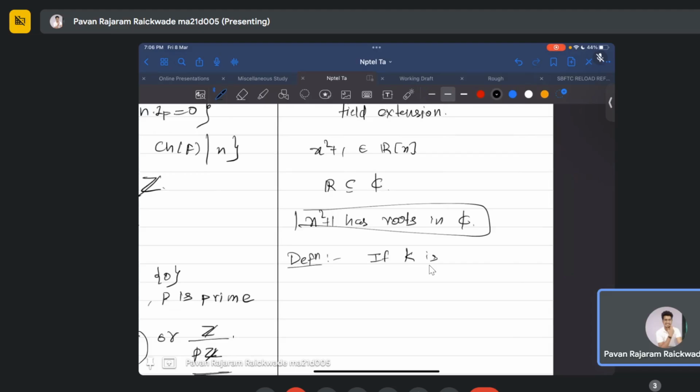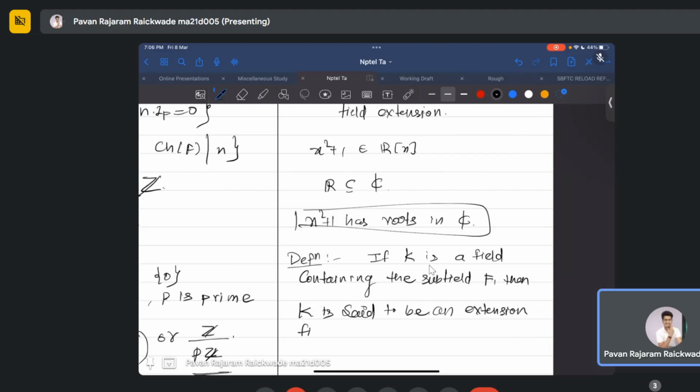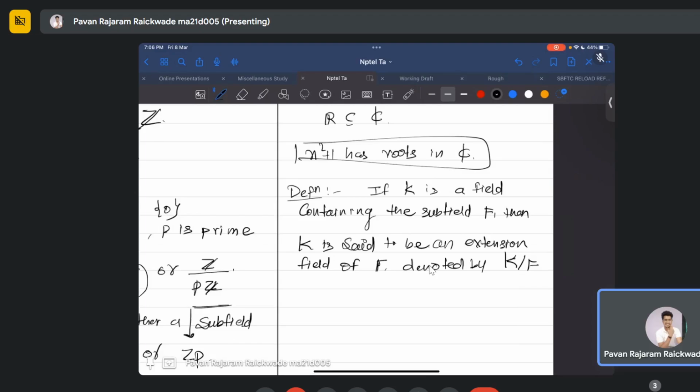If K is a field containing the subfield F, then K is said to be an extension field of F, and denoted by K/F. This is a weird notation, not set subtraction or anything else, just a denotation. K is a superfield of F, in some sense.